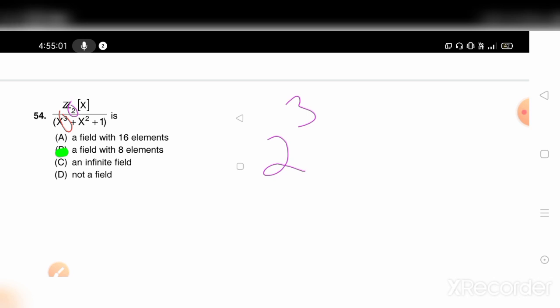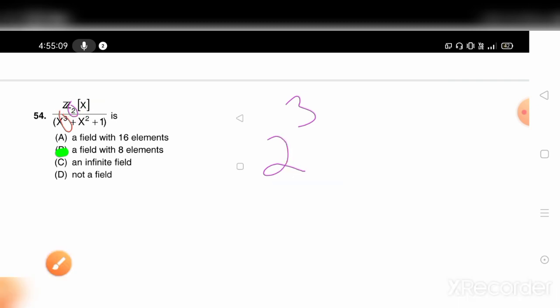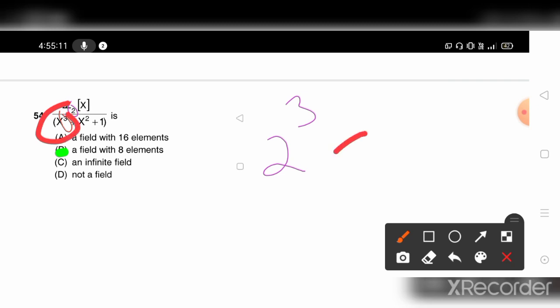Next question. Z2[x] over x cubed plus x squared plus 1. Here is Z2. Z2 into Z2 raised to 3, that is 8. A field with 8 elements.